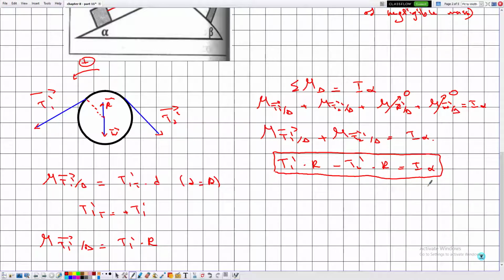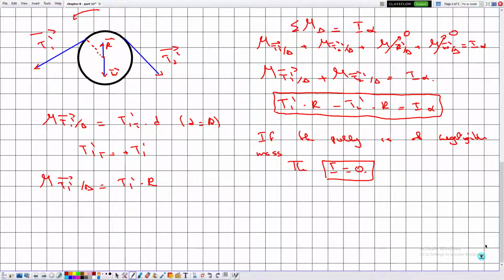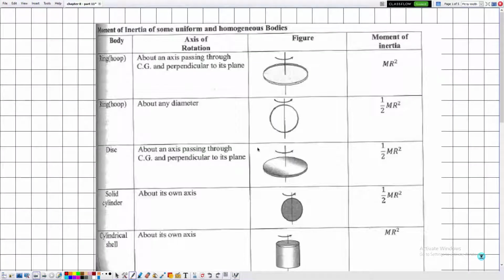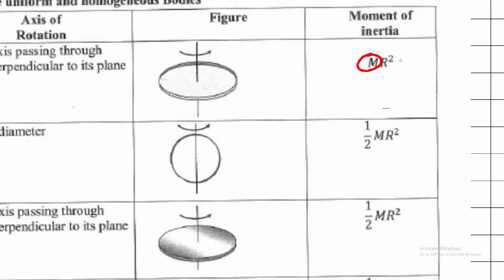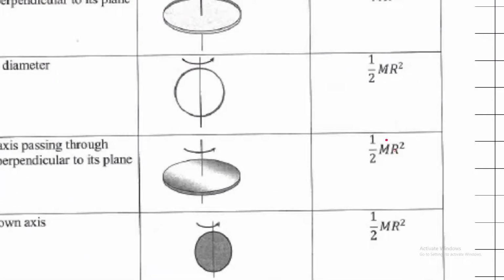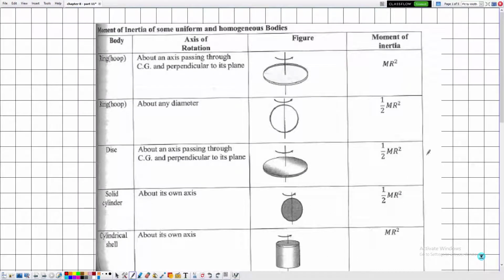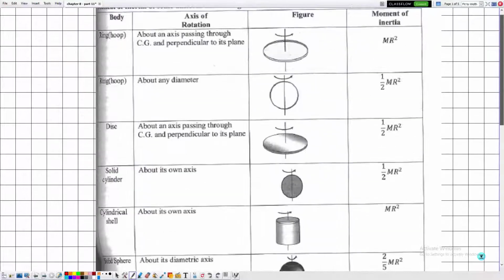Now, if the pulley is of negligible mass, then in this case I is equal to 0. Why will the moment of inertia in this case be equal to 0? Because we know that the moment of inertia, if we refer to this table, in all of the cases is proportional to the mass. In every case that we may consider, the moment of inertia is always proportional to the mass.